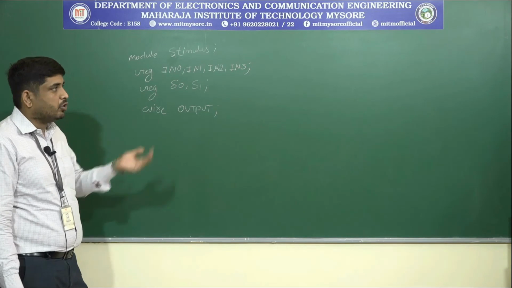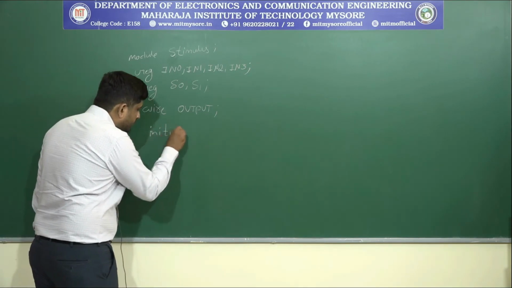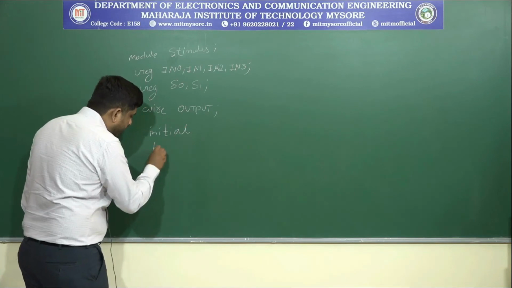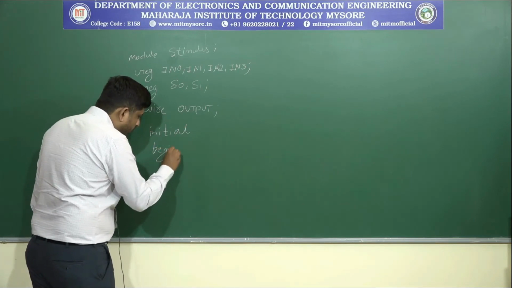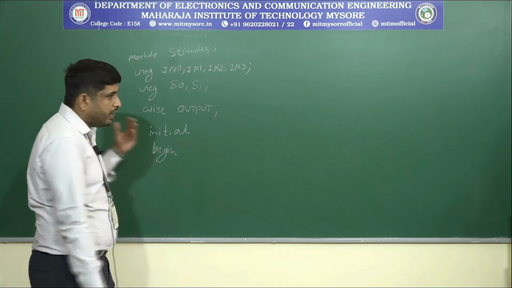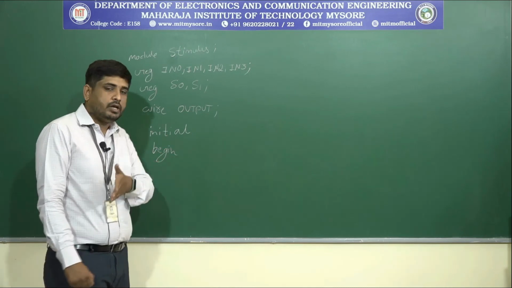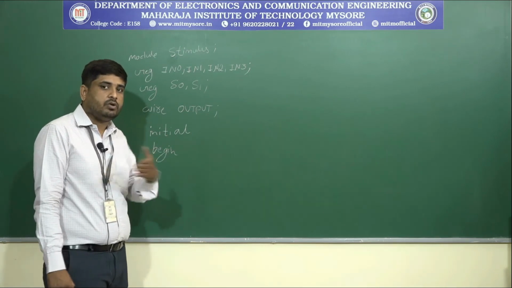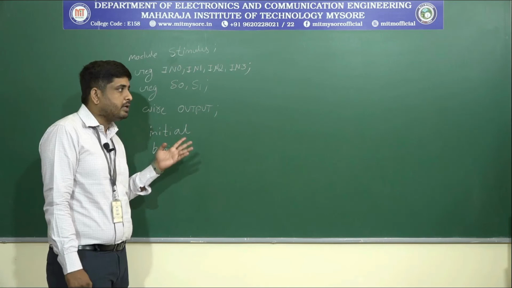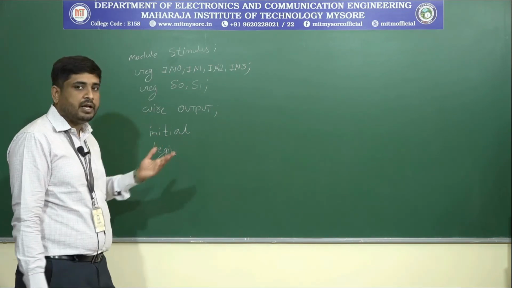It always starts with the word initial, and we are using a begin. Why are we using a begin? Because here we have to apply totally 4 combinations: S1 is equal to 0 and S0 is equal to 0, and so on. So totally 4 combinations, and also we have to initialize the data.